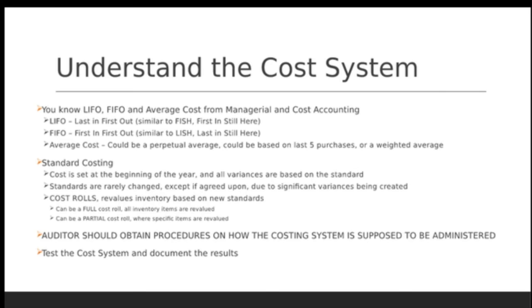So you might have what's called a partial cost roll, where it just takes specific items or specific product groupings and it will just revalue those. So cost roll is probably a term that you haven't heard much, but that's something if you get into the manufacturing area, you're going to hear quite a bit related to the standards. And then an auditor should obtain the procedures and how that costing system is supposed to work and how it's supposed to be administered, how it's supposed to be updated. And that's important for the auditor to know. And then we're going to test that cost system and then document the results.